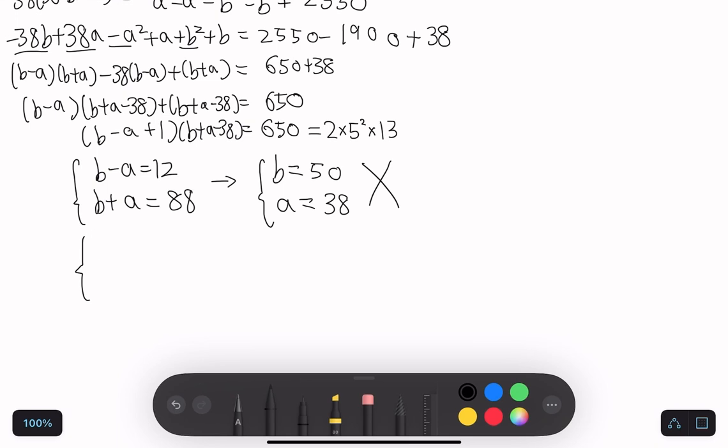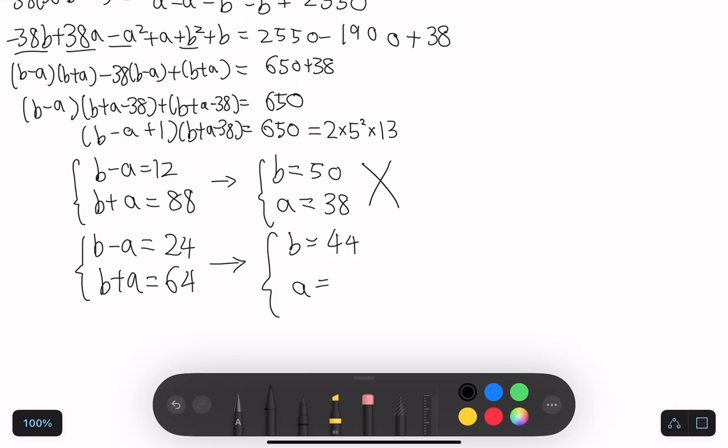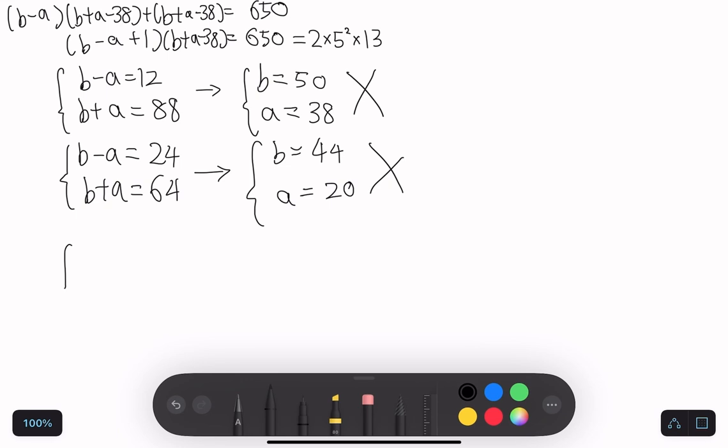Let's also look at another case where B minus A plus 1 is 25. So B minus A would be 24. And B plus A minus 38 would be 2 times 13, which is 26. So B plus A is 26 plus 38, which is 64. Solving this, we get that B equals 44 and A equals 20, which is again incorrect because A has to be odd. Let's test out another case.